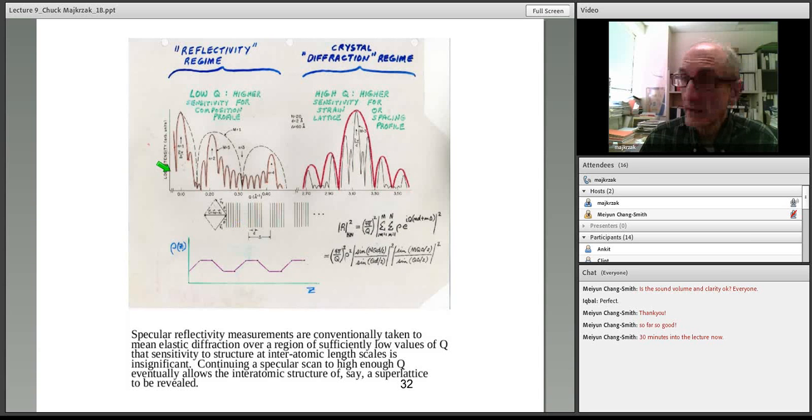If we continue to go further out in Q, we will run into the so-called diffraction regime, where we are sensitive to interatomic spacings. We have to treat the material as being composed of point scatterers. And then we construct the structure factor that describes this accordingly.